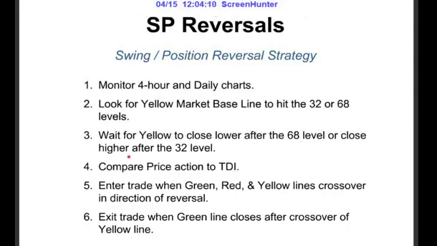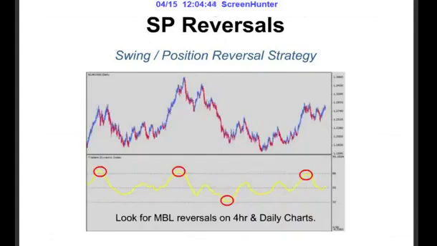Again, we're going to compare price action to the Trader's Dynamic Index. We're going to enter a trade when the green, red, and yellow lines cross over in the direction of a reversal move, okay? So when the yellow line comes up to 68 and starts to roll over, we're looking for that reversal. Exit when the green line closes after the crossover of the yellow line. Now, the focus here, again, is the green line and yellow line. We'll talk about that as we take a look here. This is the example that I talked about earlier. Again, look for the market baseline on a 4-hour or daily chart for potential reversals when we get up in those levels.